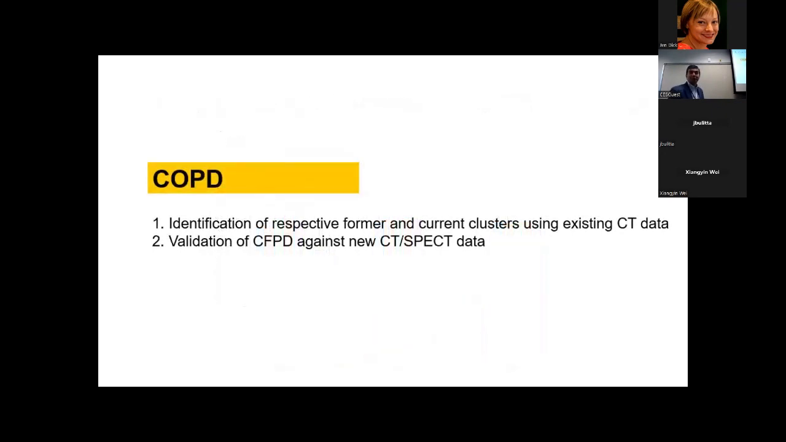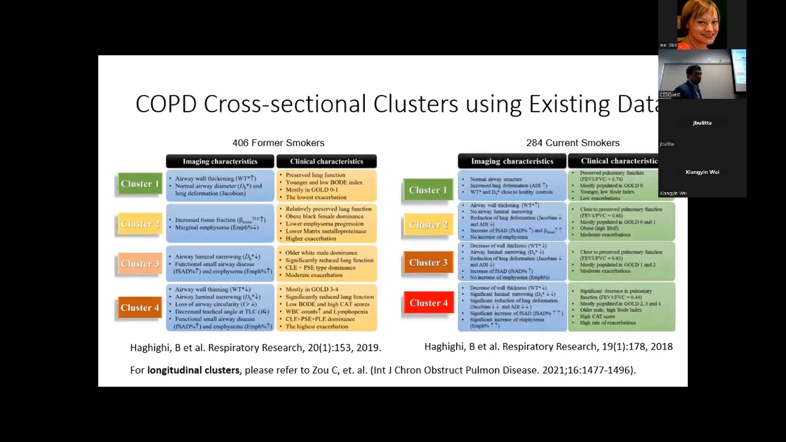Now let's look at COPD. We have analyzed former smokers and current smokers. You may wonder why we separate former from current smokers, because smoking status is a confounding factor on CT numbers. So we have to separate these two. In addition, we like to consider the biological variable effect, especially age. And we found that the former smokers tend to be older than current smokers, which seems obvious.